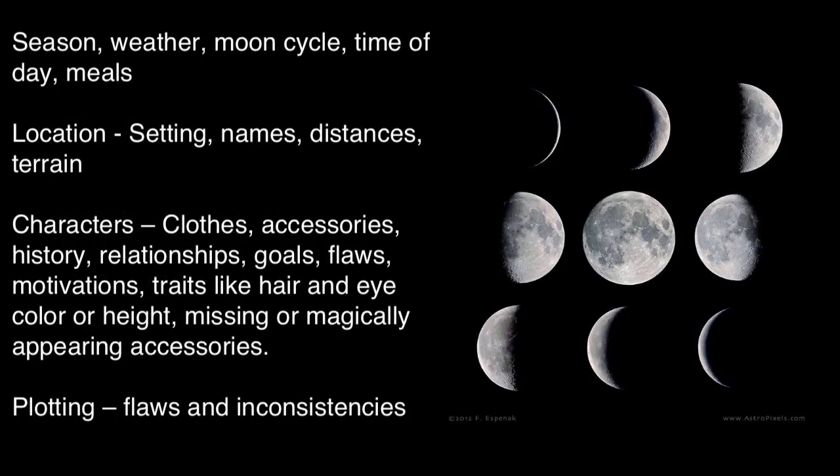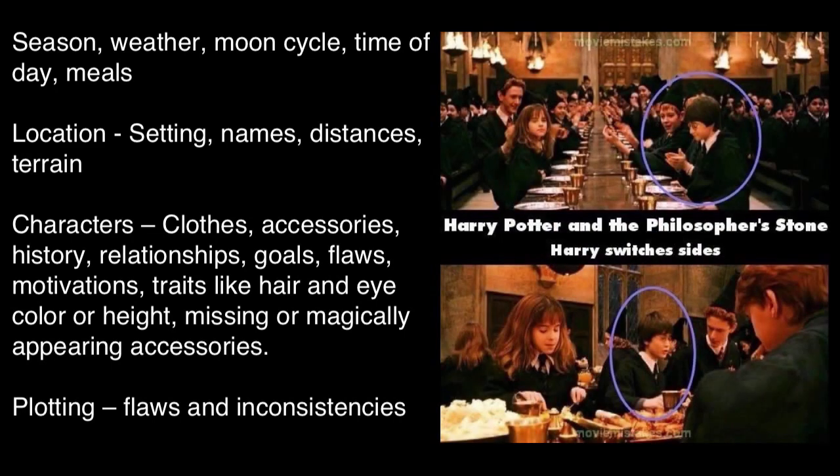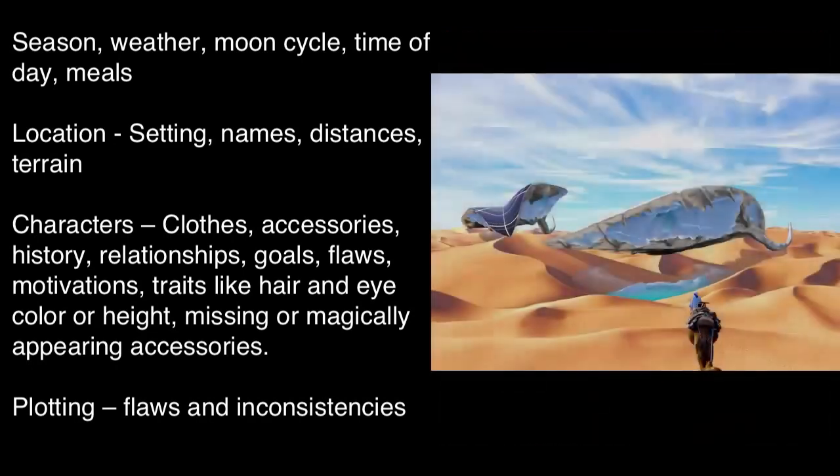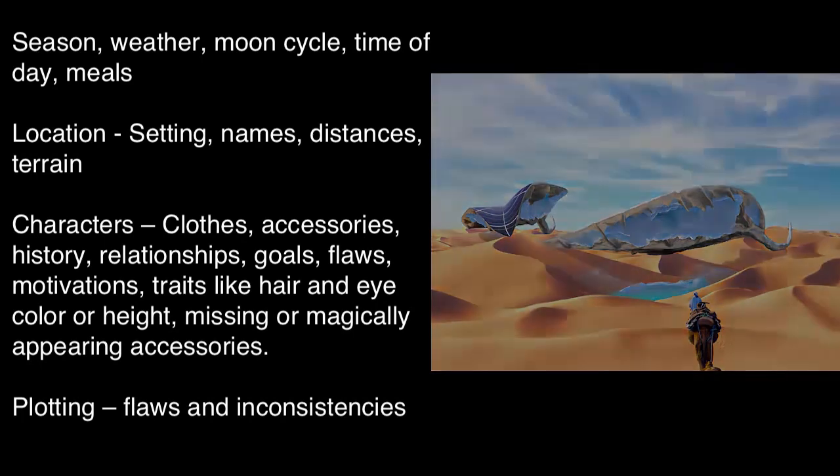Continuity errors fall under a few different categories. I see them a lot with seasons, what the weather's doing, moon cycles, time of day can be a problem, meals, what we've eaten, if we're hungry, if we're not hungry, if we've gone a week without any food. Locations, settings, the names of places, distances between cities or towns, the actual terrain.